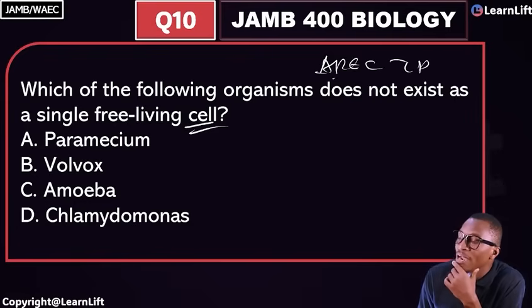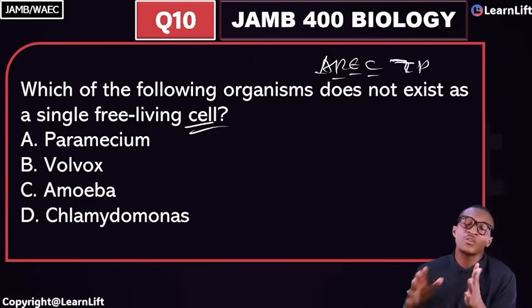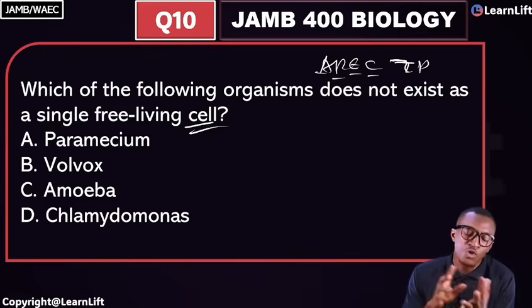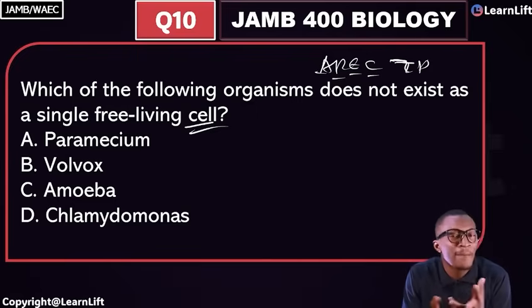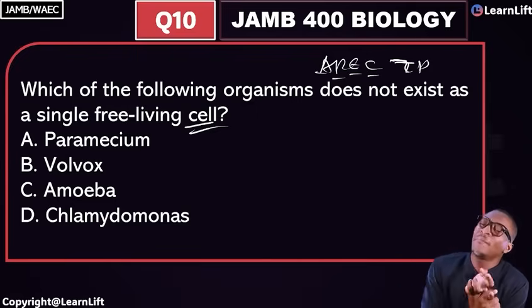APECTIPI: Amoeba, Paramecium, Euglena, Chlamydomonas, Trypanosoma, Plasmodium. That's as a single cell. Now we'll talk about as a colony. As a colony, we have your Volvox, your Urodina, and your Pandorina. Now we'll talk about as a filament.